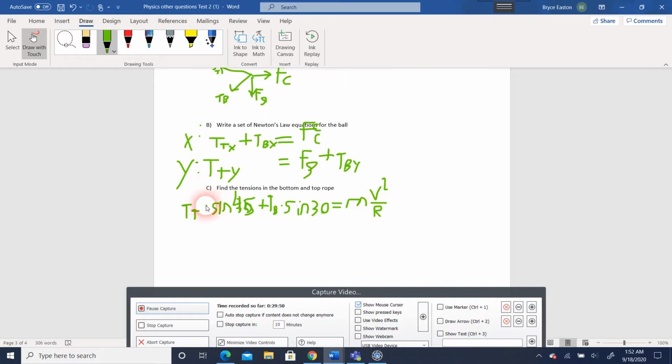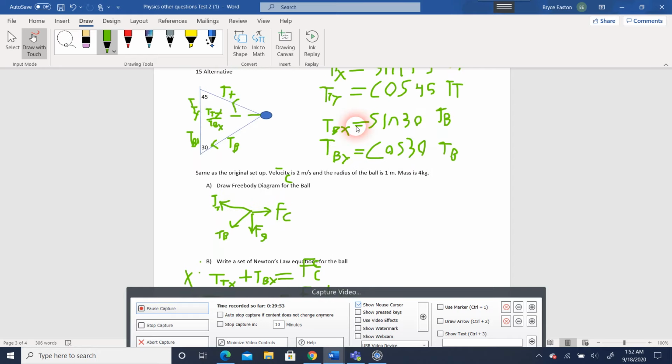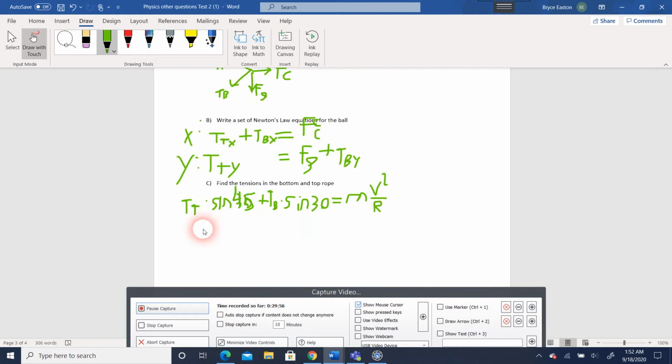Let's then do the same thing here. We have TTY. We just plug this in. We get cosine 45 times T top, which is going to be equal to mass times gravity plus cosine 30 multiplied by T bottom.